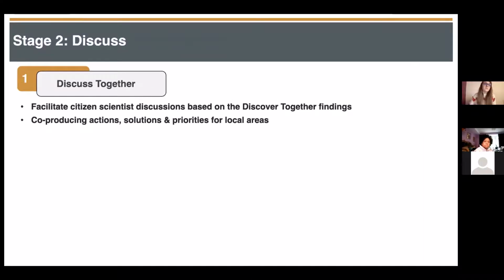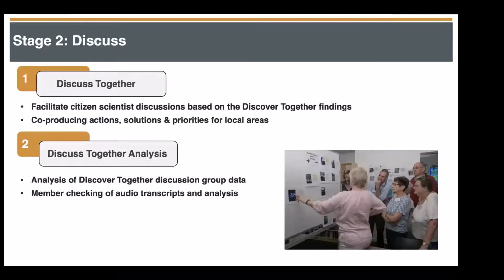So then we'll move on to the second stage, which is discuss. We take all the findings from the first stage, from the discussion groups and the Discovery Tool findings, and we'll use this to facilitate a discussion with citizen scientists to understand the key action points that can be co-produced together, and solutions and priorities for local areas that can be produced to create action points. And this is an example of an Our Voice project that has taken place in Australia.